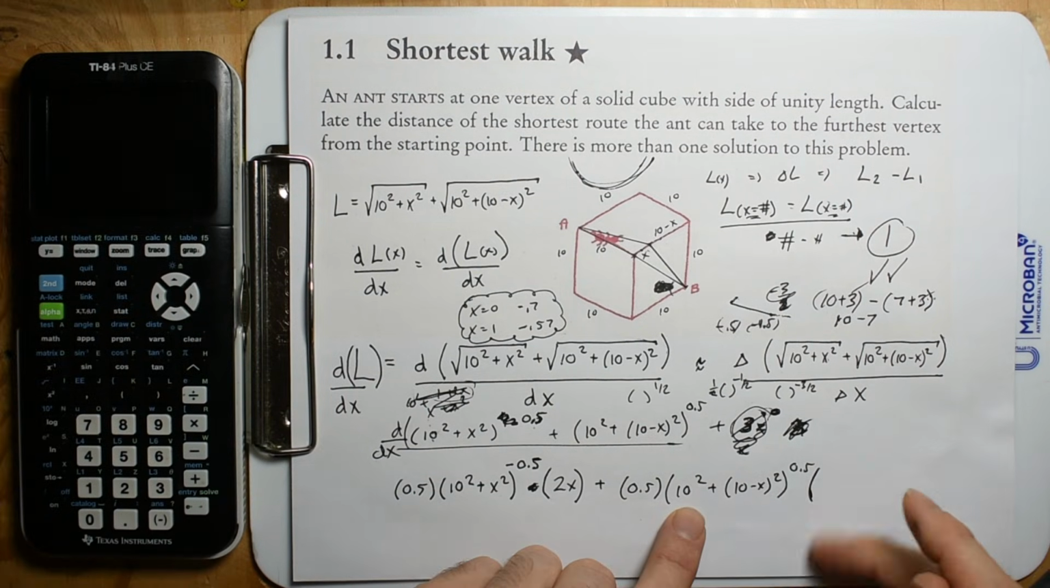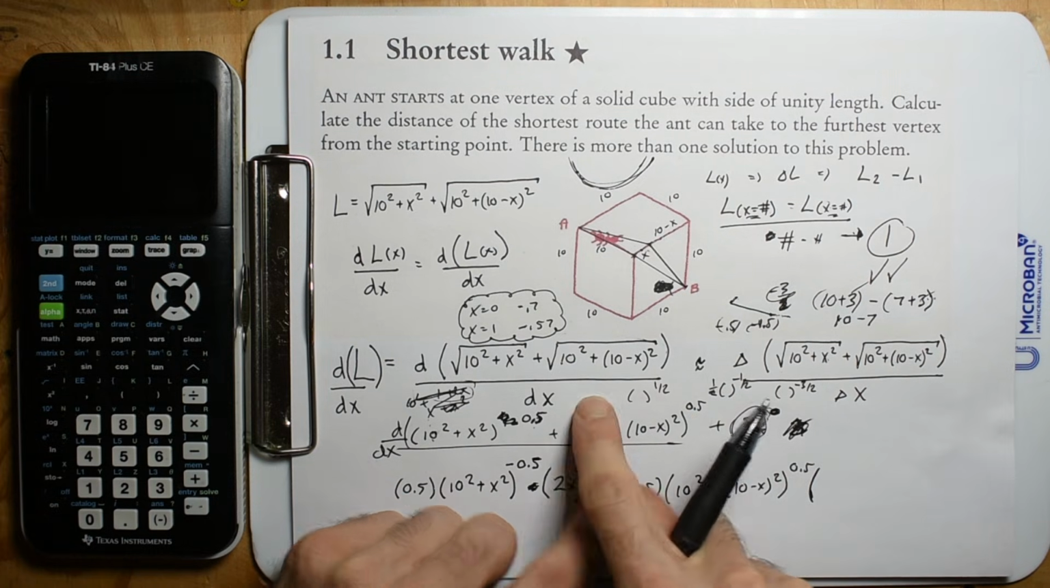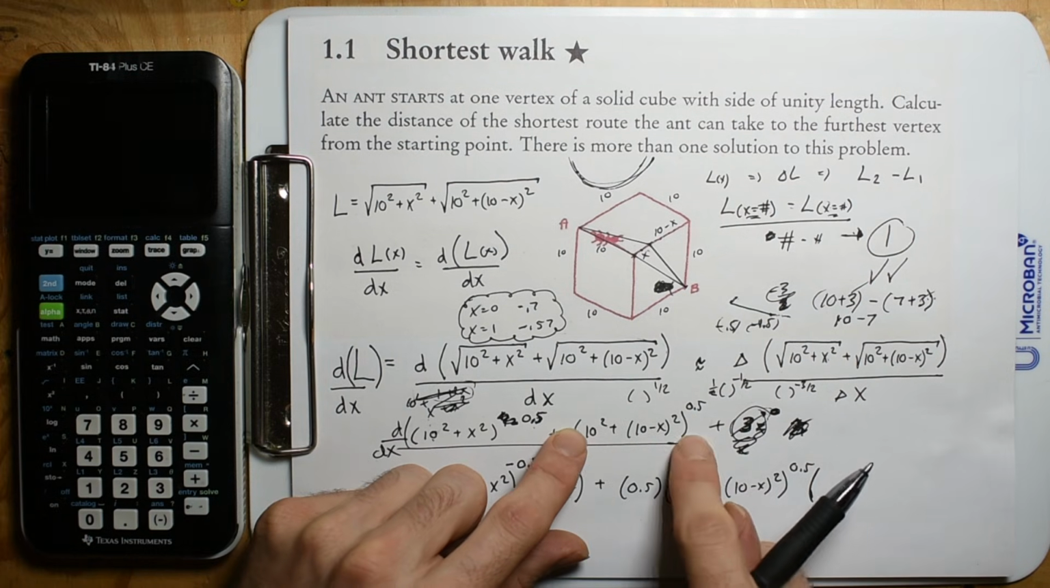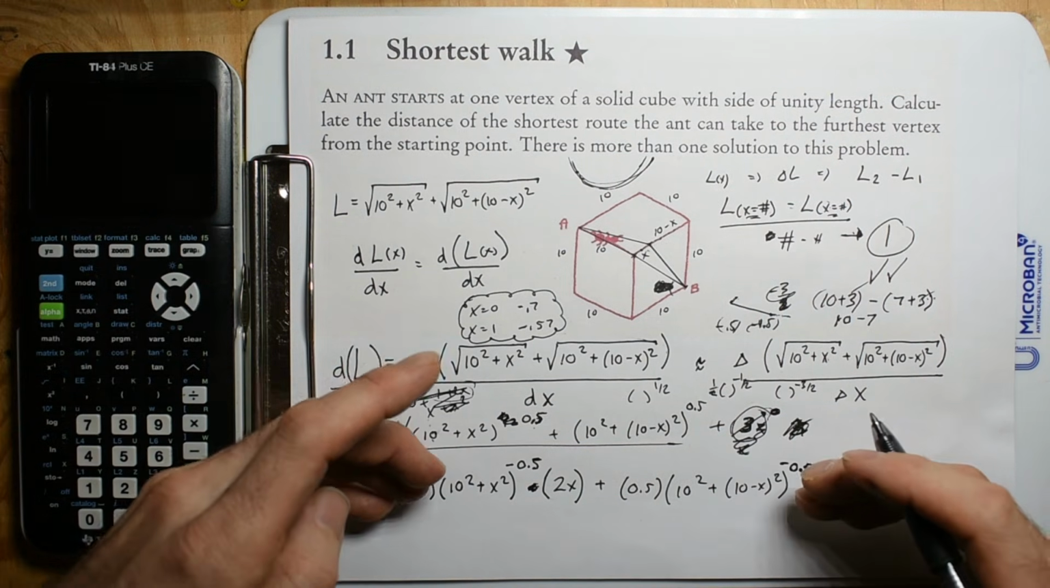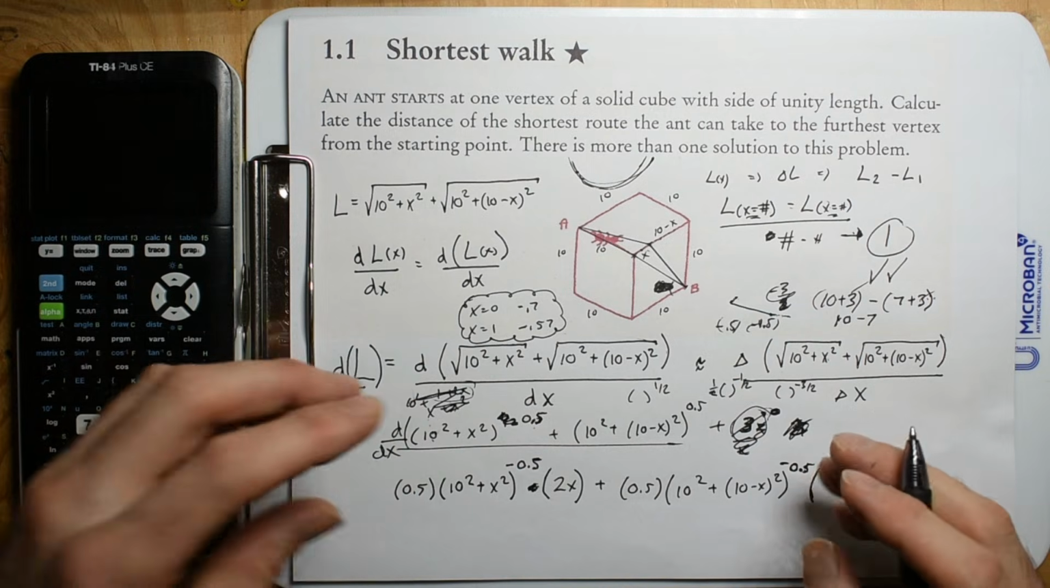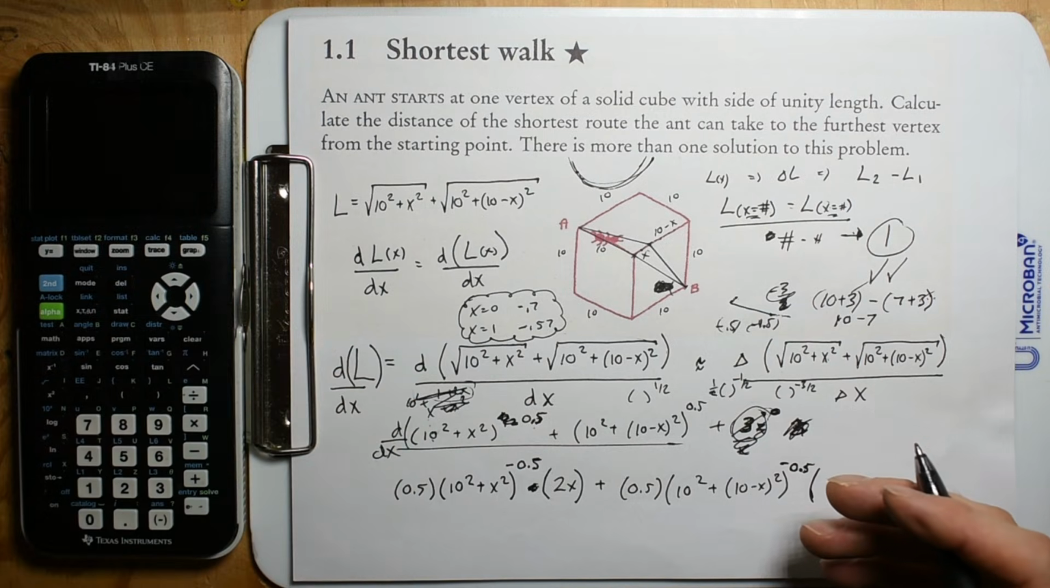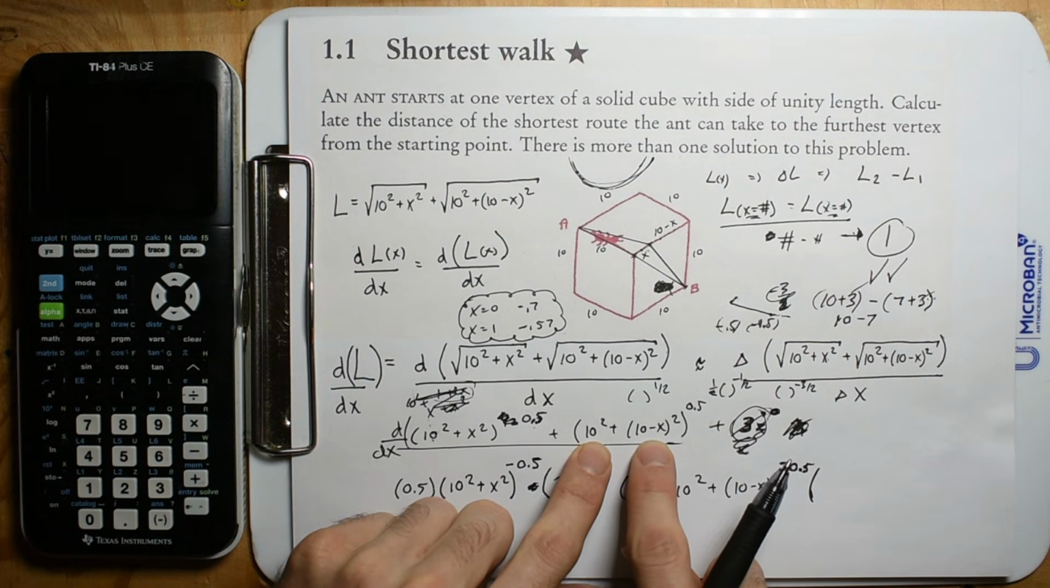But anyway, so what did we do? We brought down the power. We wrote everything on the inside, and then dropped this power by 1. See, I messed up right there. And these derivatives, especially going to the second derivatives, there's just so many terms, so many places to mess up. But now we have to take the derivative of the inside.